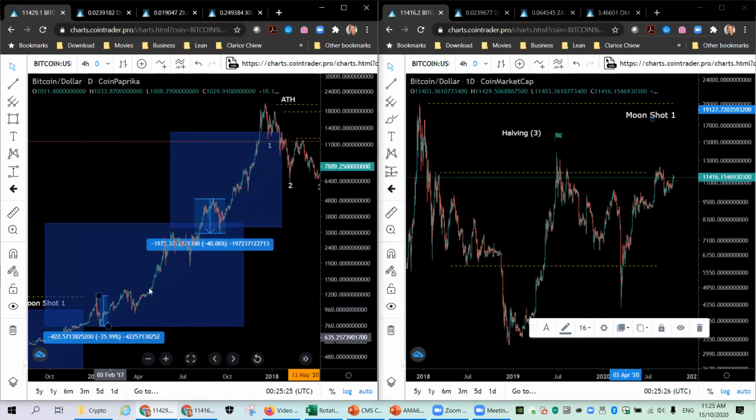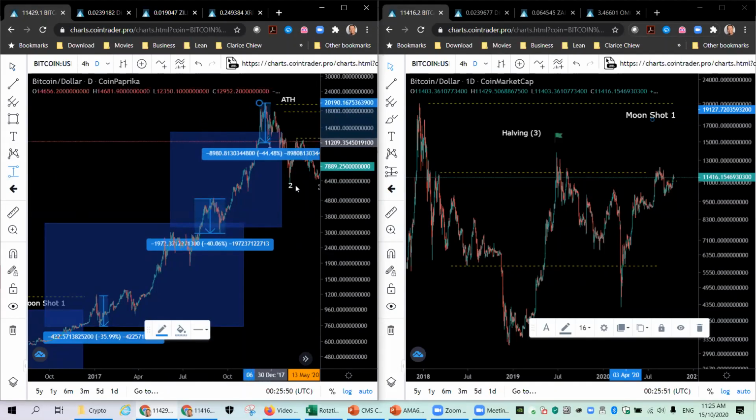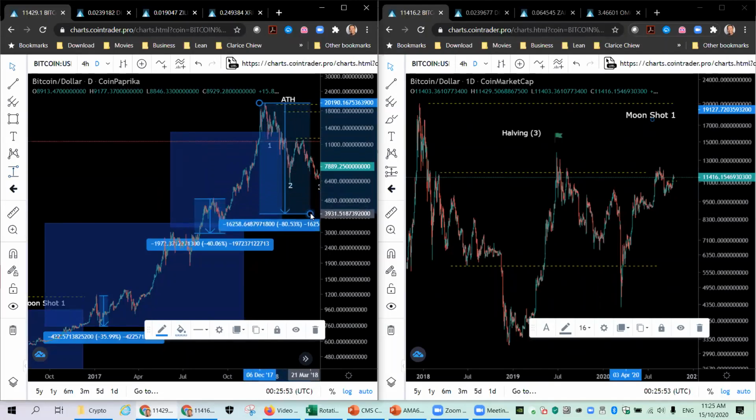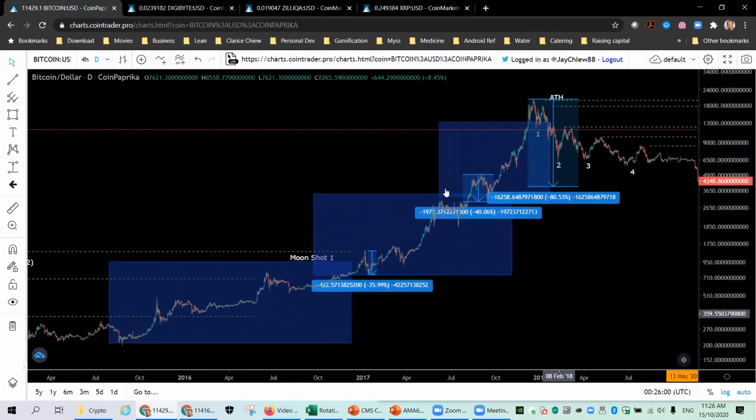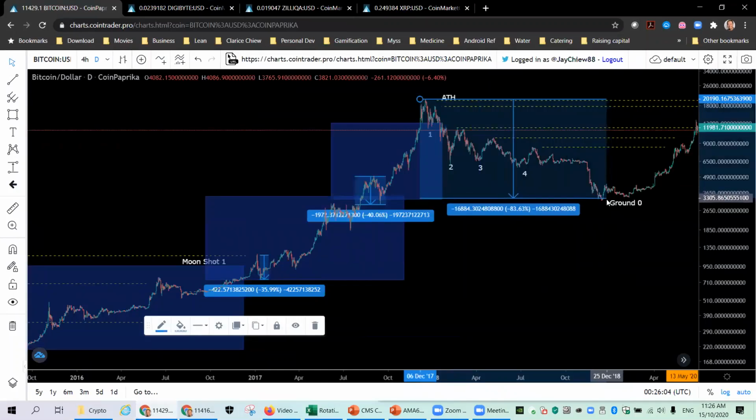I want you to note that as you go into the higher moonshots, the amount of correction is much bigger. You start with 35% for Bitcoin, then it became 40%. Now, we don't know whether we can catch the top or not. Well, we have ways to do it. But the last one, Moonshot 3, if you miss it, guess what? Bitcoin will correct itself by over 80%. If you were to zoom out, this is how it will look, this is how much it will correct itself.